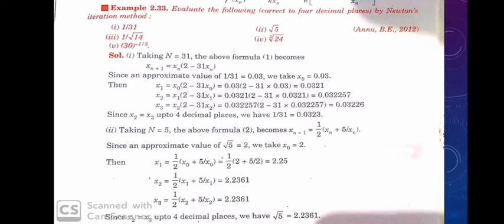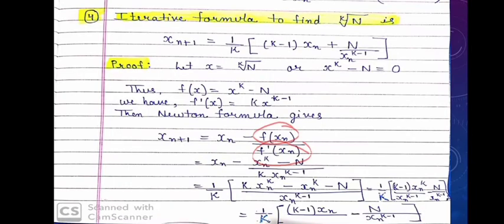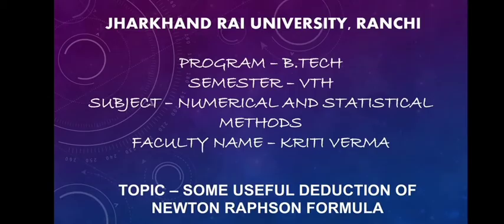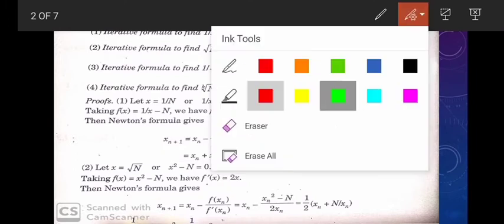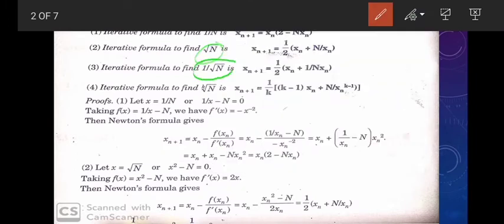In this we have to find 1 by 31, root 5, 1 by root 14, 30 to the power minus 1 by 5, and then the cube root of 24. These all examples are related to the iterative formula which we have studied earlier: 1 by n, root n, 1 by root n, k-th root of n. So all these formulas we will use to find the values in the next examples.